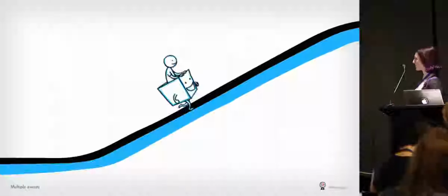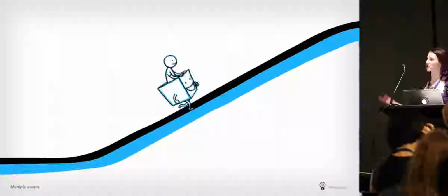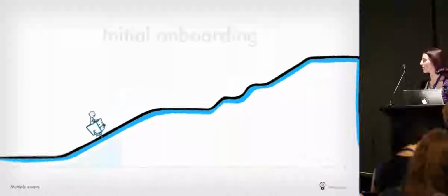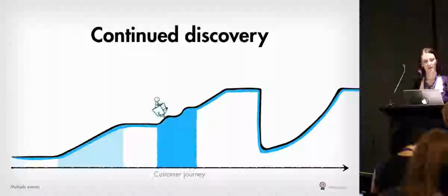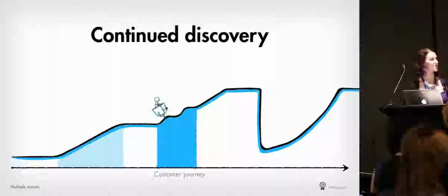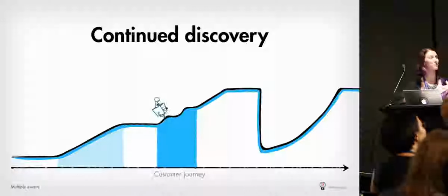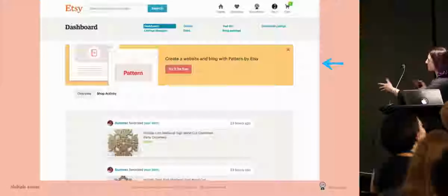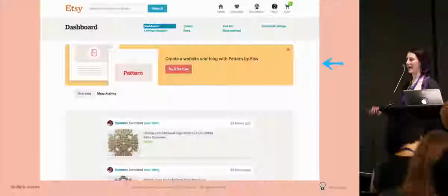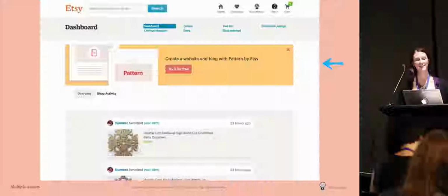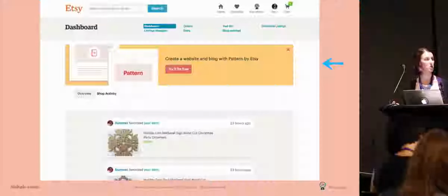And all those techniques that we looked at for new user onboarding aren't just limited to the initial onboarding of those new users. They can be effective at other points in the customer journey. For example, they can enhance the experiences of maturing users by creating an environment for continued learning and discovery of features. Here's an example from Etsy. They recently introduced to their sellers a feature called Pattern. It allows sellers to create a custom design for their shops.